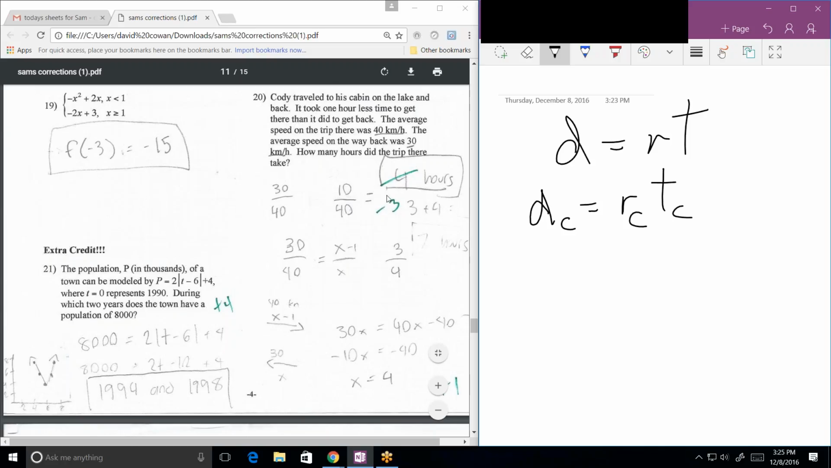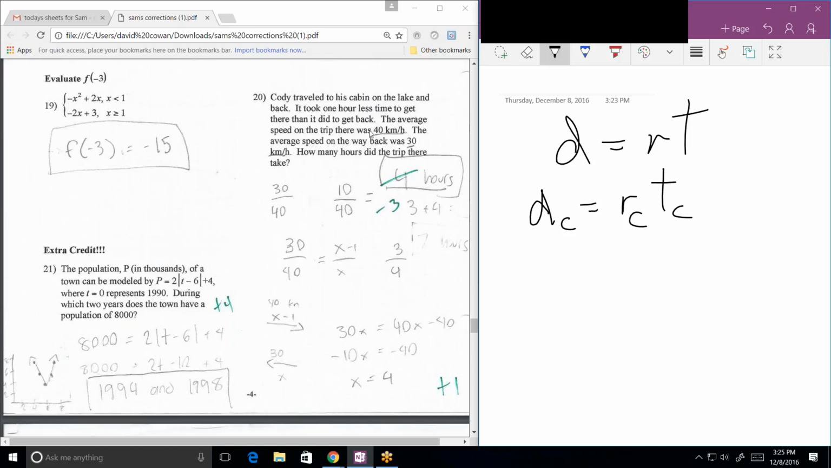Okay. And now it took 1 hour less time to get there than it did to get back. So if it took 1 hour less to get there, it took 1 hour more to get back. Well, the distance is the same from the cabin to his home as it is from his home to his cabin. The rate's different. That's the rate coming home, but the time is 1 hour more. So it's the time it took to get to his cabin plus 1.